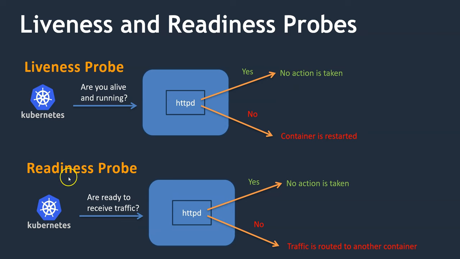Along similar lines, the readiness probe checks whether your application is ready to receive the traffic or not. If it is ready, then no action is taken, and it is going to send the traffic to that container or application. If it is not ready, then it is going to send the traffic to an alternative container. Let's assume that you have more than one pod with the same application. So it is going to route the traffic to another container. Now let's see this in action.